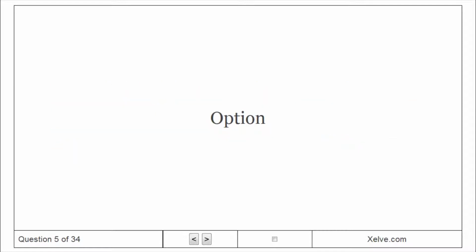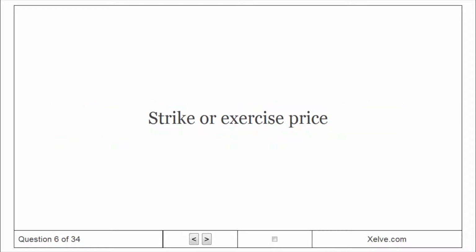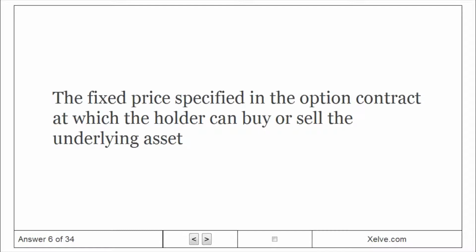Option. The right to buy or sell a particular good at a specified price during a limited time period. Strike or exercise price. The fixed price specified in the option contract at which the holder can buy or sell the underlying asset.